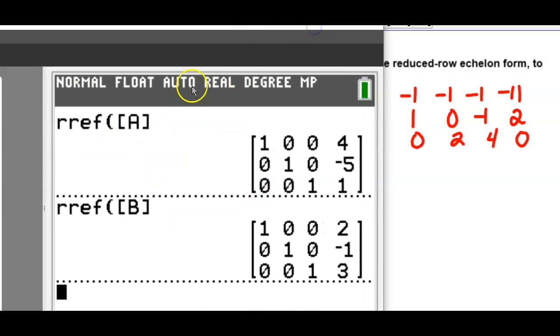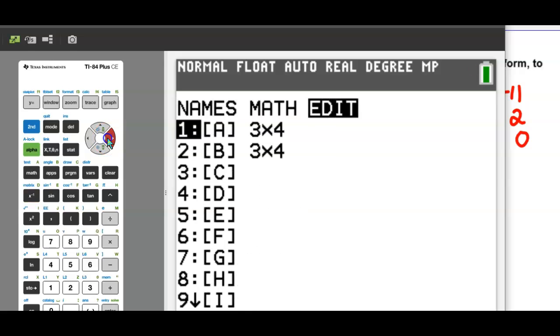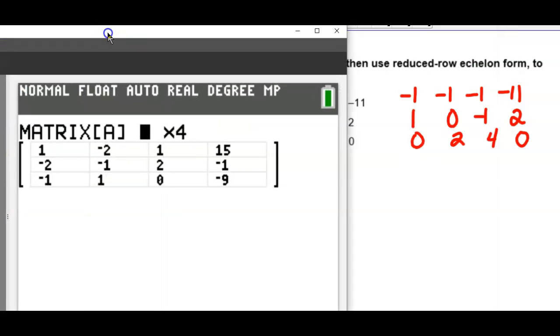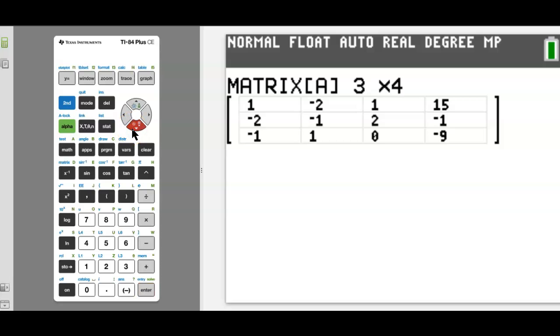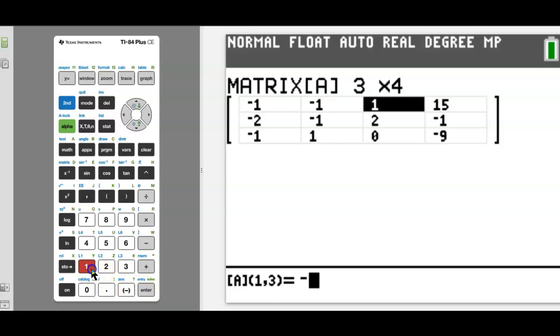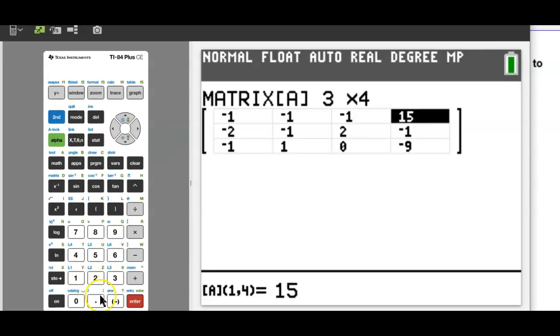All right. I think I'm going to go back and just use A this time. So I'm going to go back in to second matrix, over to edit. I am going to put it in matrix A again. I have -1, -1, -1, -11. -1, -1, -1, -11.